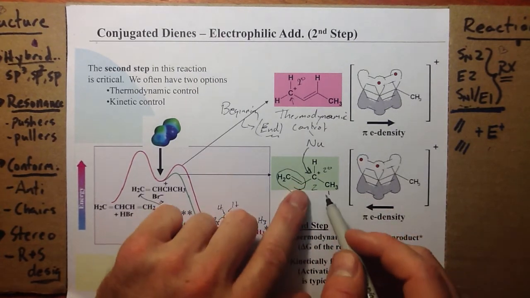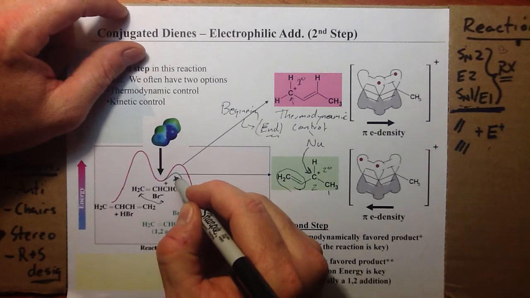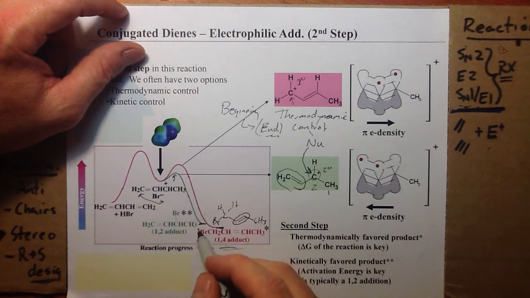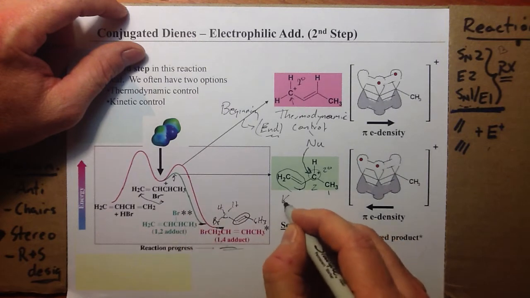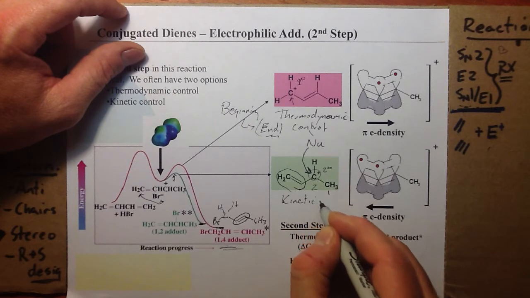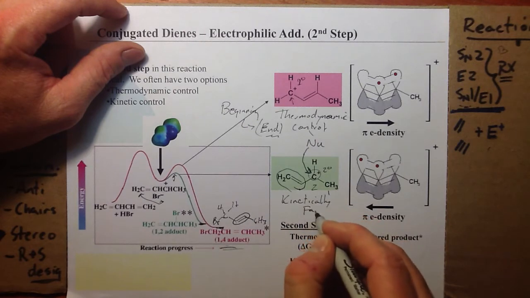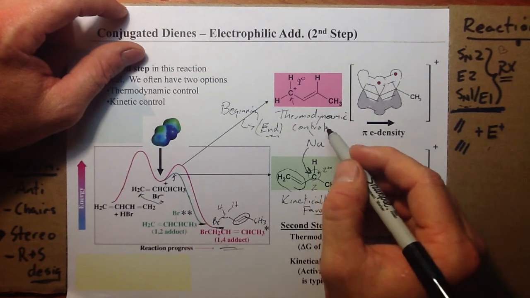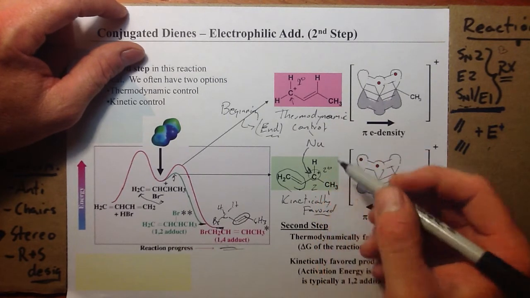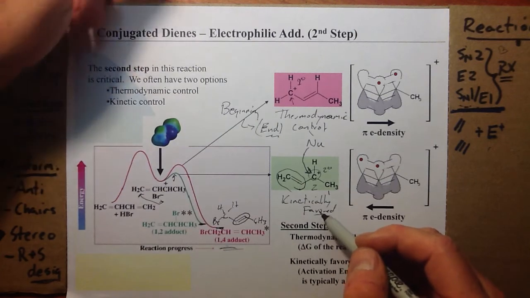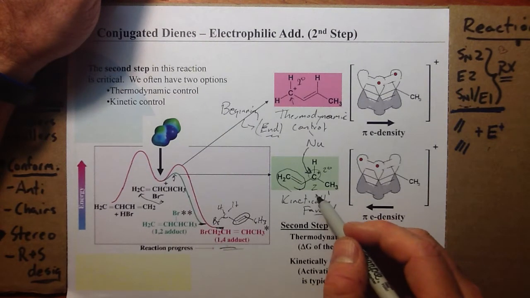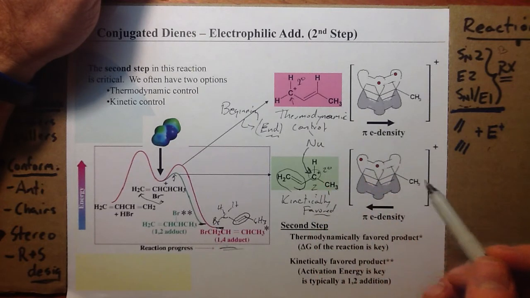This is favored kinetically. The energy of activation is lower because more of the positive charge is expressed here, but it doesn't give us the lowest energy product. So we can favor this kinetically. This is the kinetically favored product, meaning at lower temperatures and fast times. Thermo is higher temperatures and long times. Kinetically favored is at lower temperatures and shorter time. Forms more quickly, forms favorably.